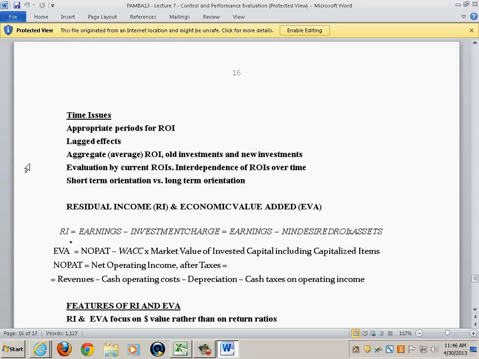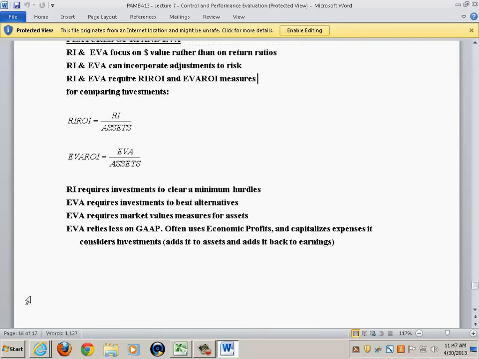If you say the minimum desired ROI is 12%, if you multiply 12% by the value of the assets, you will get the minimum required or minimum desired earnings, and you compare it to the actual earnings. You take the difference between the two. Any other questions? Important to clarify. And we will go over numerical examples that hopefully will clarify it further.